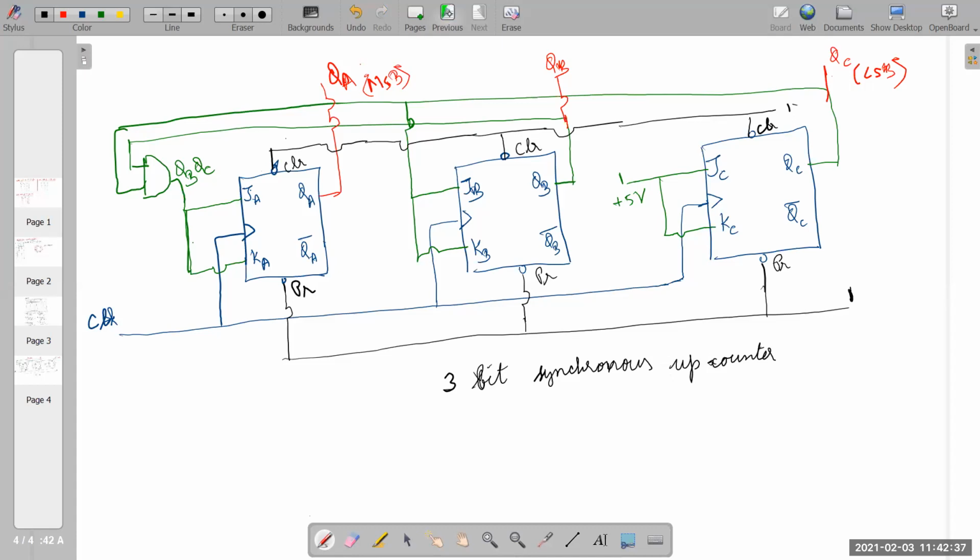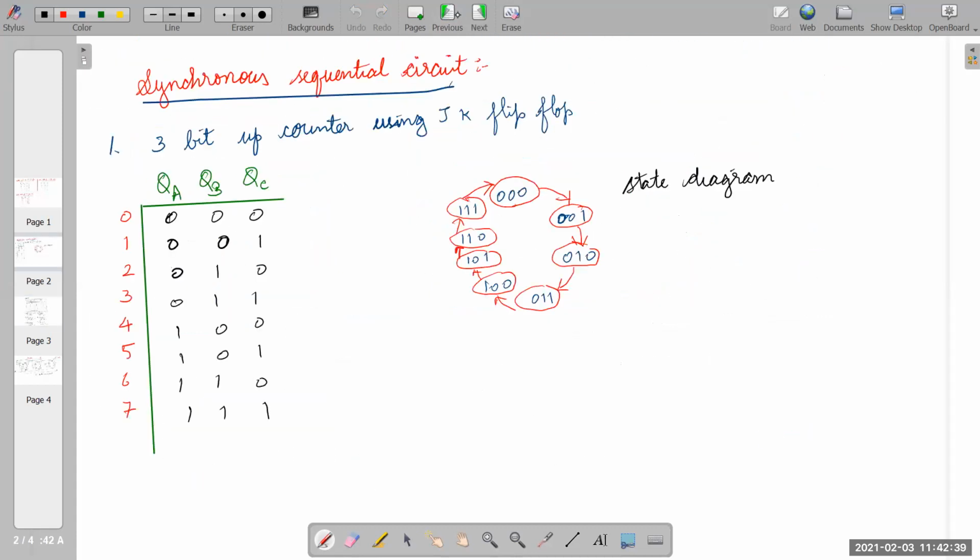But again, quickly we'll see from the first, then we move into the down counter design. As I said earlier, sequential circuits are of two types: one is synchronous, another is asynchronous. In synchronous, we have some more designs. First example I'm taking is a 3-bit up counter. If any flip flop is not given, I will be using D flip flop because that is the easiest flip flop to analyze.